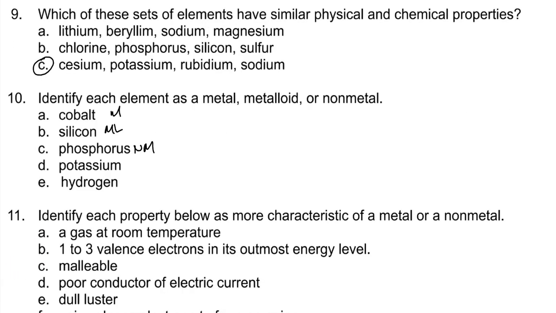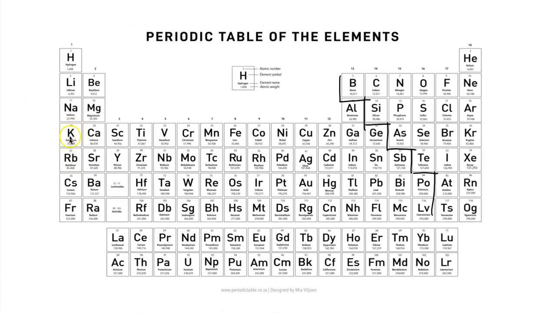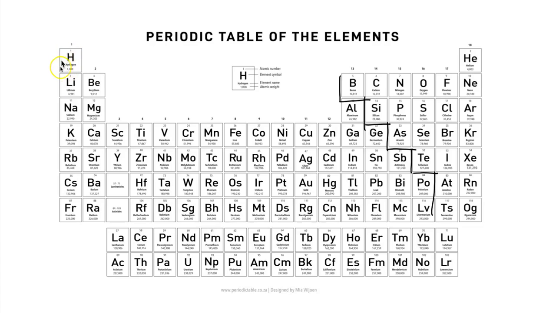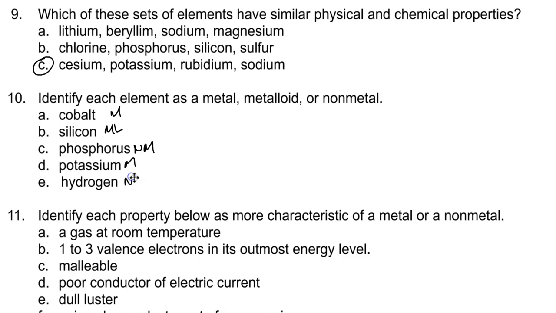Potassium is right here. Okay, definitely to the left. That is a metal. And then hydrogen, even though hydrogen is on the left side, it is a nonmetal. So it is not an alkali metal. It's up here kind of on its own. So we're going to say hydrogen is a nonmetal. Okay, and so now we're looking at properties. Do these explain properties of a metal or a nonmetal?